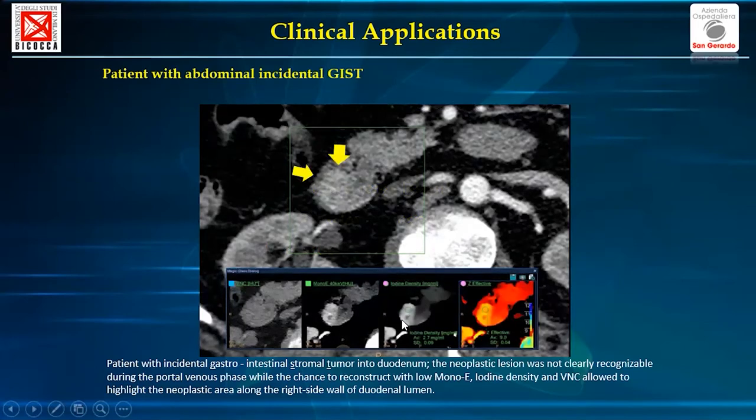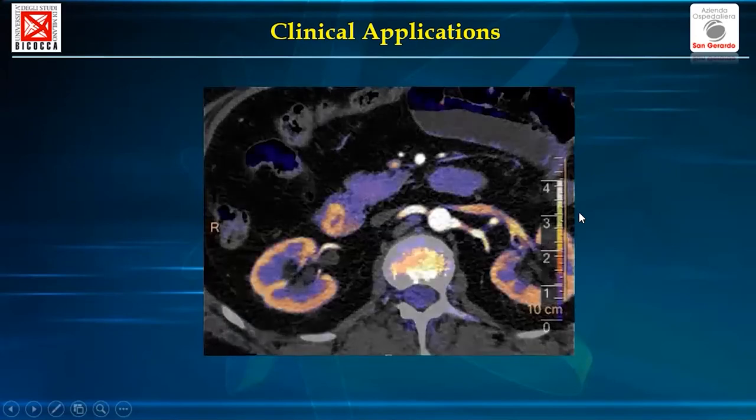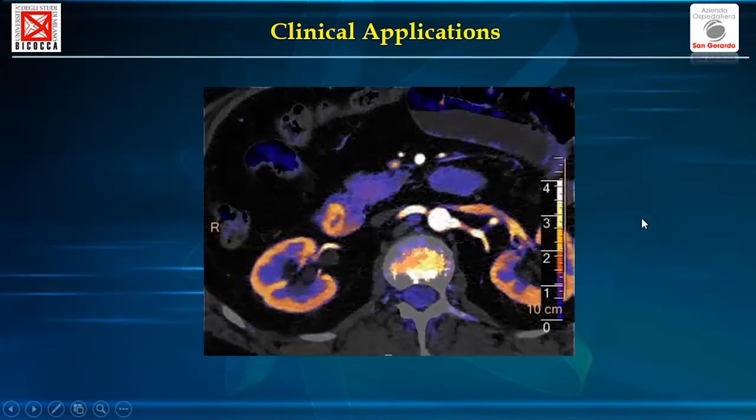Using the iodine map, we can appreciate the hyperaccumulation of iodine. And with the low monoenergetic level, we can enhance the differences between each different tissue. So starting from our standard imaging, now we can increase our sensitivity and highlight only the disease.